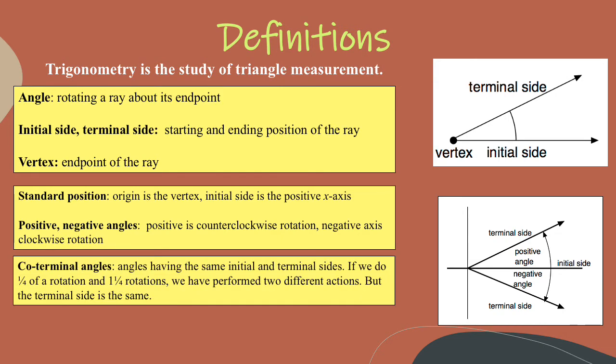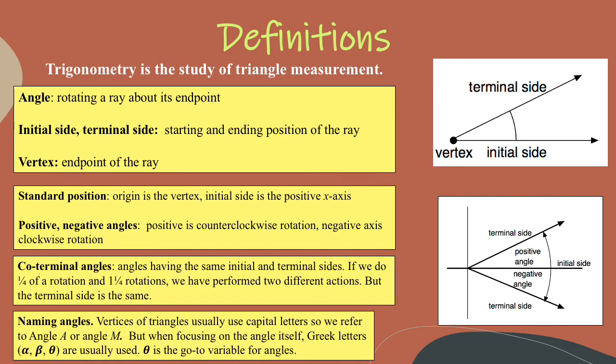Angles having the same initial and terminal sides are called coterminal angles. For instance, if we do a quarter of a rotation and 1 1/4 rotations, we have performed two very different actions, but the terminal side is the same. So those two angles are called coterminal.